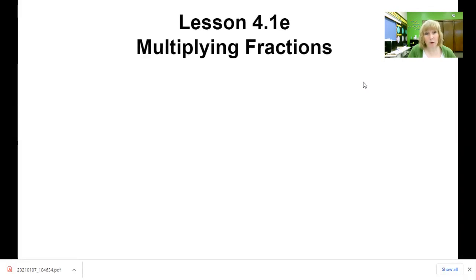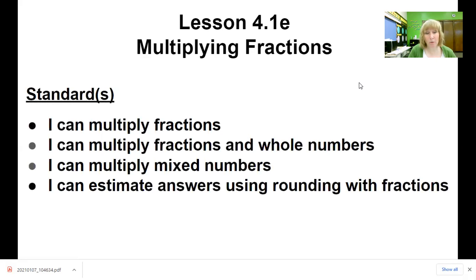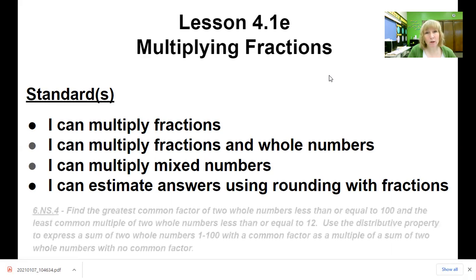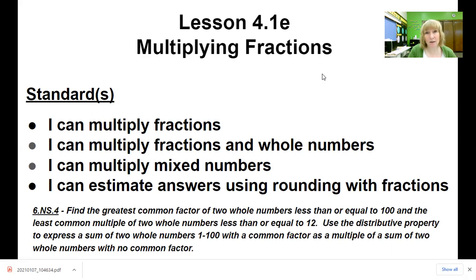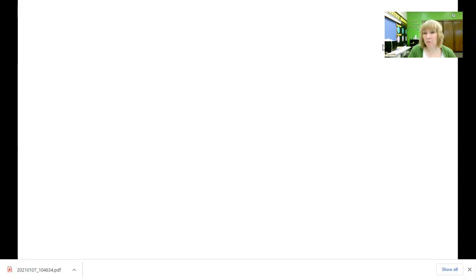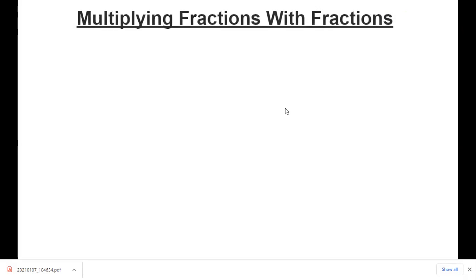Okay, so we will be multiplying fractions. Today you're going to be able to multiply them. You'll be able to multiply fractions and whole numbers. You'll be able to multiply mixed numbers, and you will be able to estimate answers using rounding with fractions. We're still working in the same standard, 6.NS.4. So let us begin, and I will minimize myself for full screen purpose.